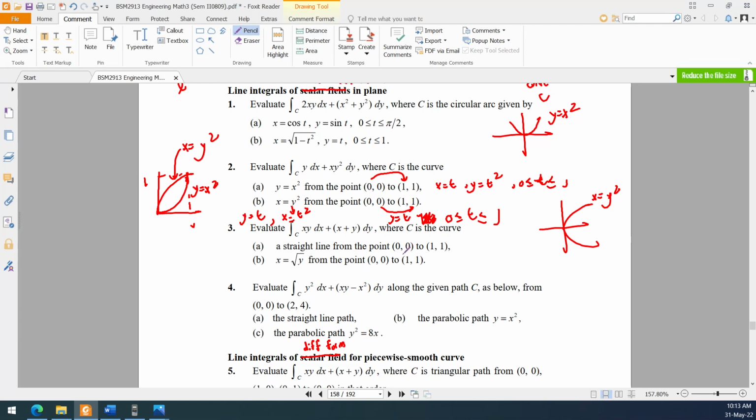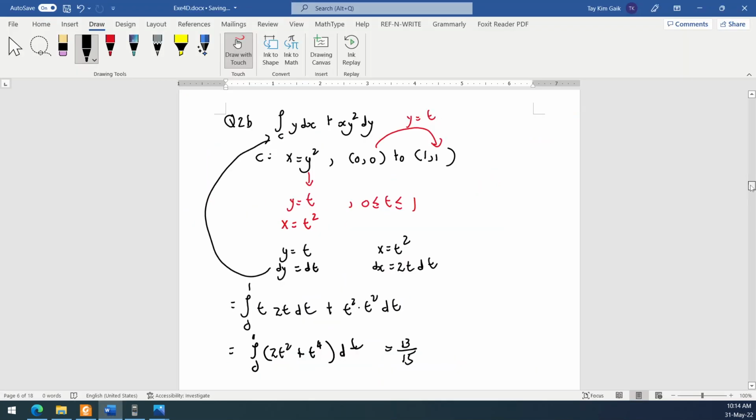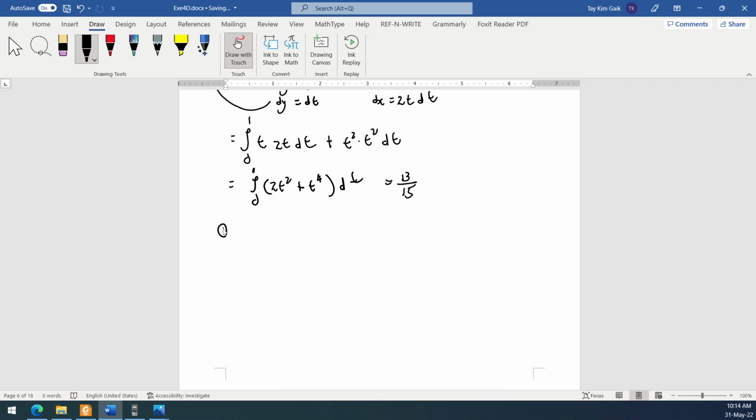Question 3a. The curve C is a straight line from the point 0, 0 to 1, 1. Evaluate the line integral of xy dx plus x plus y dy.